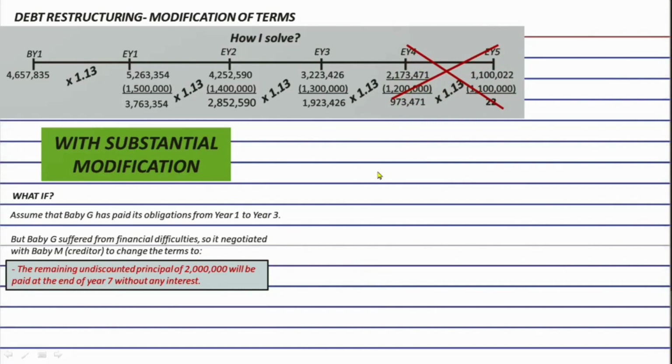Okay? So the question is, what's next? The next thing that we should do is to get the present value of the revised payment, which is this 2 million, times 1.13, where this 0.13 is again the previous effective rate used by baby G in year 1 to year 3. Okay? So it's this one, right? And then we need to raise that to the power of -4 because this 2 million will just be paid at the end of year 7, right?